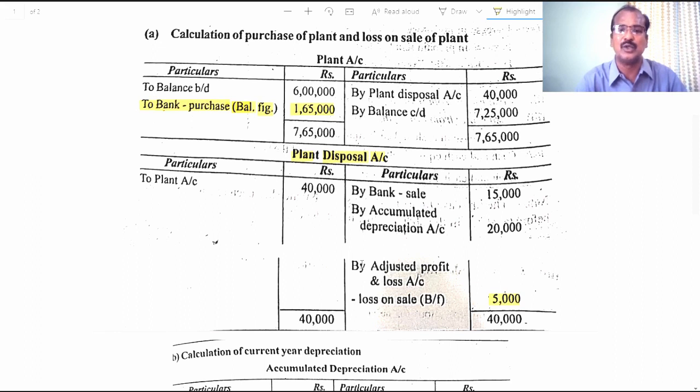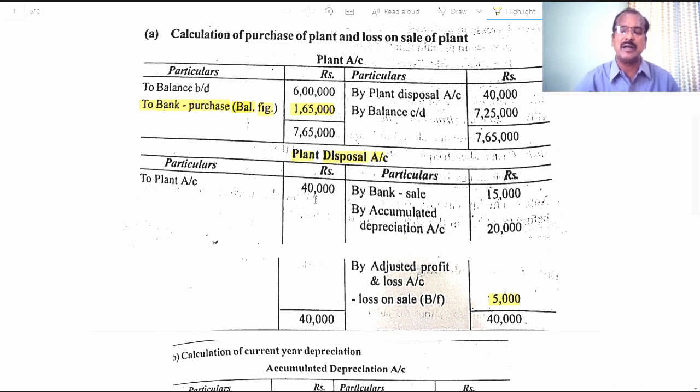Now let's get into the plant disposal account. As I said, the cost value of the plant disposal should be separated and transferred to an account called the plant disposal account. What is the journal entry for it? Plant disposal account debtor to plant account. If you credit plant account, the debit balance in the plant account will come down. By virtue of that, we create another account named plant disposal account. So plant disposal account debtor to plant account 40,000.